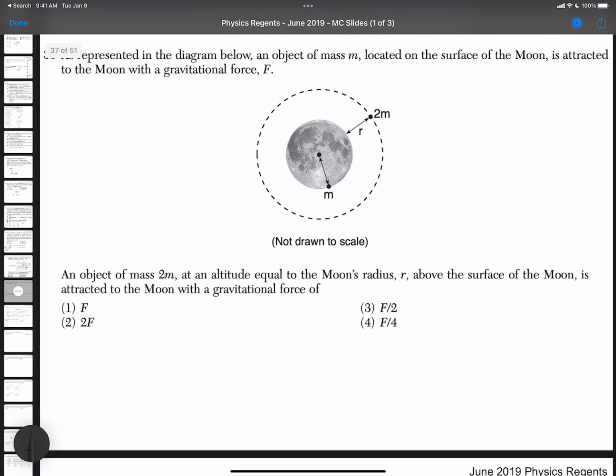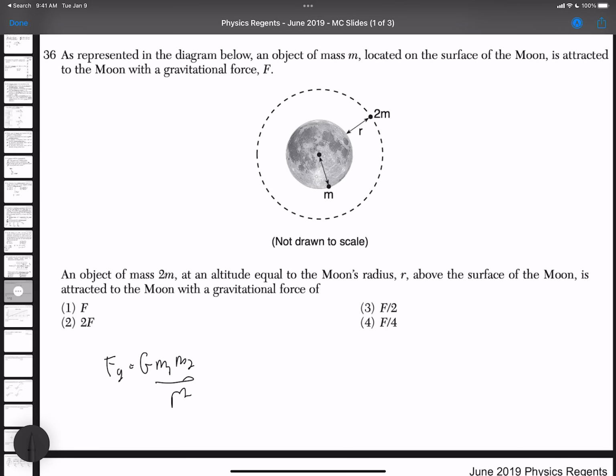All right, question 36. As represented in the diagram below, an object of mass m located on the surface of the moon is attracted to the moon with a gravitational force F. An object of mass 2m at an altitude equal to the moon's radius above the surface of the moon is attracted to the moon with a gravitational force of. And so in order to talk about gravity at this type of scale, we would use Newton's universal law of gravitation, which states that it is equal to big G times m1 times m2 over r squared.